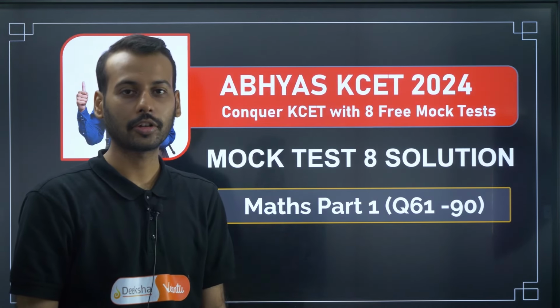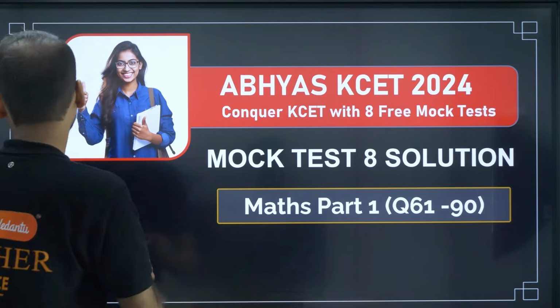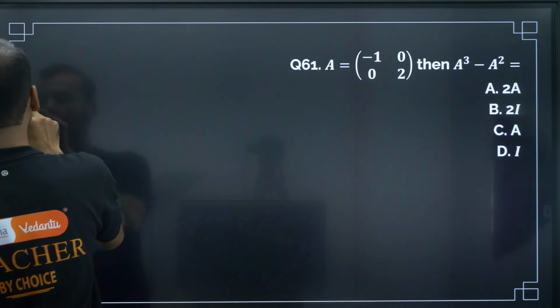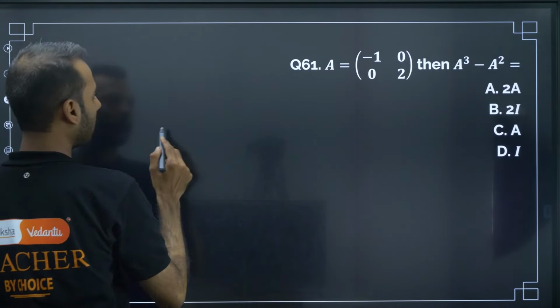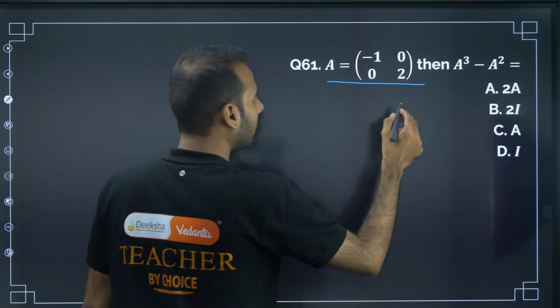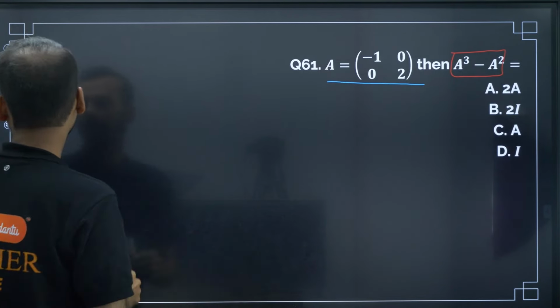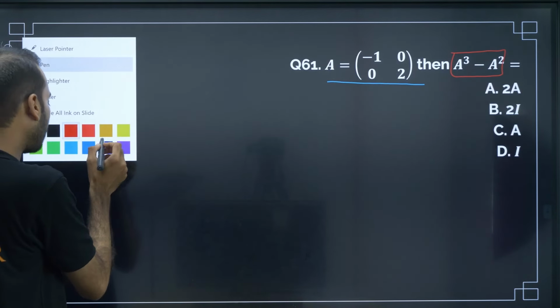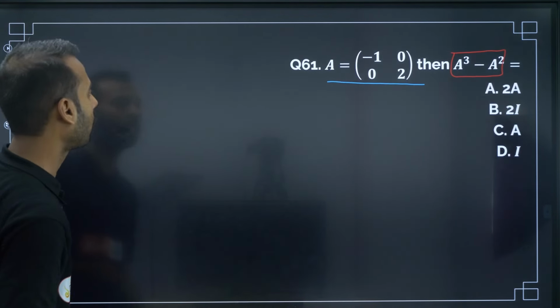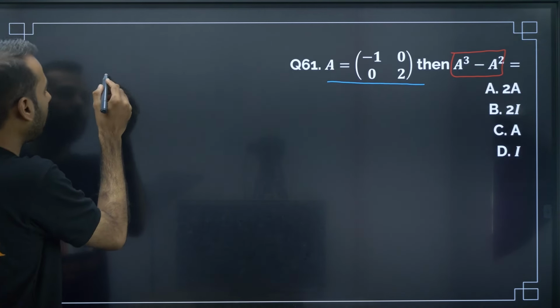In this video, we are going to discuss mock test 8 part 1 solution. So we'll start with our first question. If a is equal to, they have given some value. If a is equal to this, then they are asking a cube minus a square is equal to. Very easy question from matrix multiplication. I will assume the students who are watching this video must be aware of matrix multiplication.